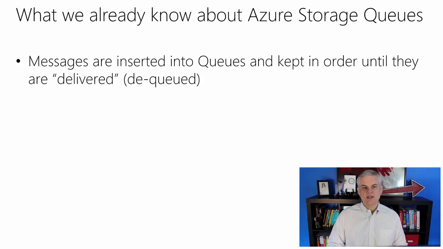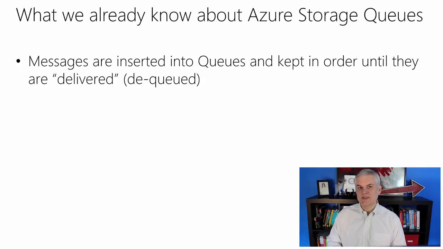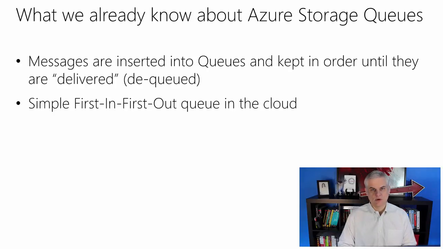So messages are inserted into a queue by some application or process, and they're kept in that queue, in that temporary storage tank, in the order in which they were put there, until they're delivered or retrieved or dequeued off of the queue by another process. And so, as we'll learn, this allows you to decouple the parts of your application that are writing and that are reading, or rather that are accepting user input and then processing user input. We'll talk about why that's important in just a moment.